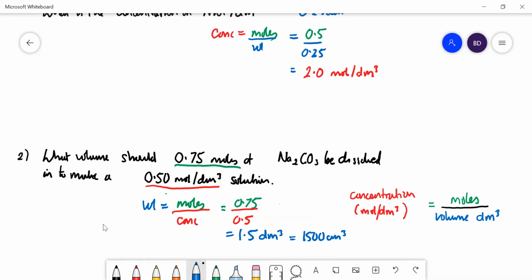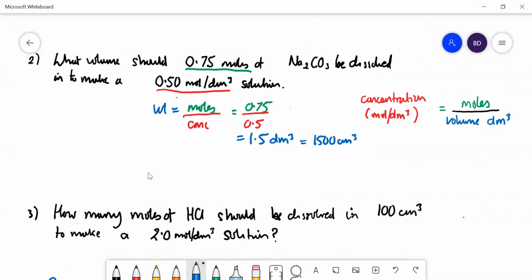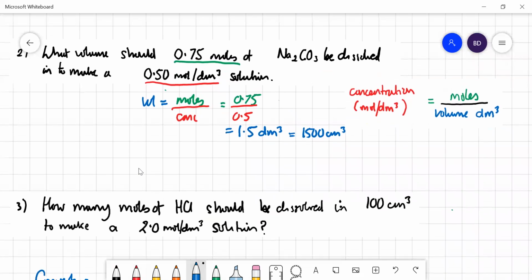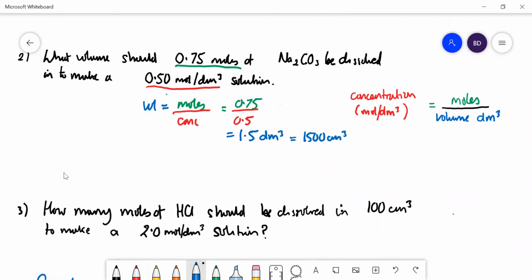Just one more of these. How many moles of HCl should be dissolved in 100 centimeters cubed? That's the volume. We need to convert that to dm cubed. So that's 0.1 dm cubed. To make a concentration of 2 moles per decimeter cubed. So moles, rearrange our equation, which we've got up there. Moles is equal to concentration times volume.